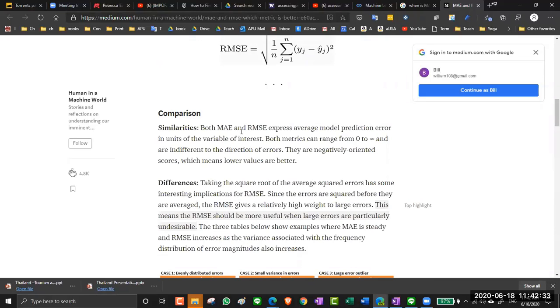They say the similarities are that they both express the average model prediction error. Does everyone understand that? Of course. Okay, but what's the difference? Taking the square root of the average squared error has some interesting implications. So when we square the errors, what is that going to do? When you square errors, what happens? Do they get bigger or smaller?